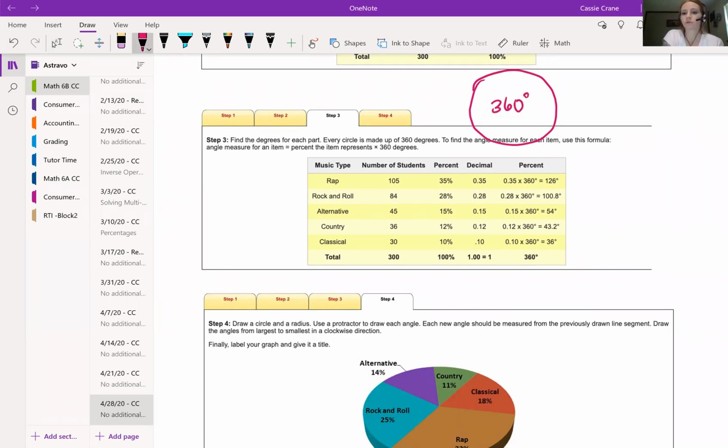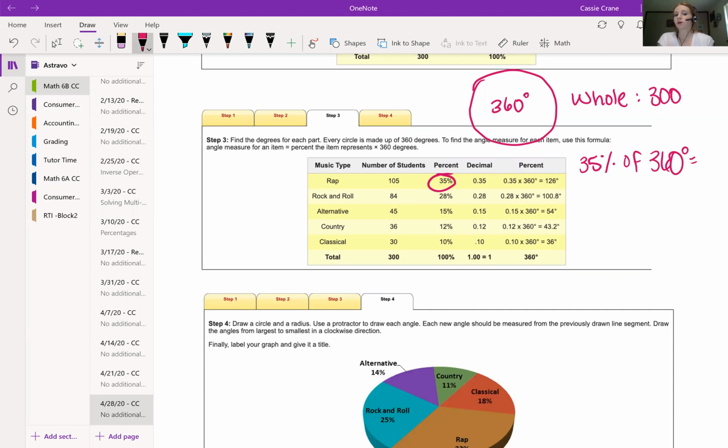And we can relate that to our whole that we worked with, which was 300. So everything's out of 300 in our data, and everything in our pie chart is out of 360. So if we know that for rap music, the percent of students that preferred it was 35%, we also know that 35% of our circle, which is 360 degrees, has to be the degree measure of that sector.